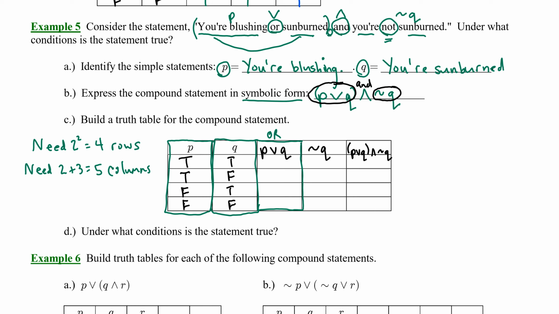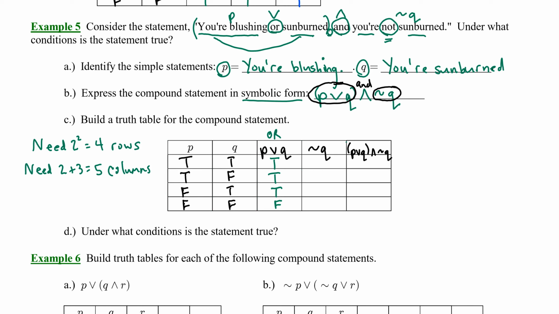So looking at row 1, P is true, Q is true. That's at least one true, so my disjunction is true. Row 2, P is true, Q is false. That's at least one true, so my disjunction is true. Row 3, P is false, Q is true. That's at least one true, so my disjunction is true. And finally, both components are false. Therefore, our disjunction is false. So that's an intermediate step on the way up to our compound statement, which we're trying to examine.